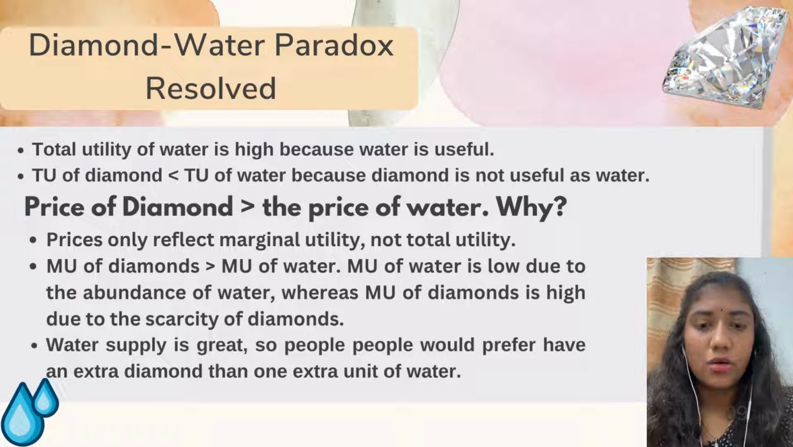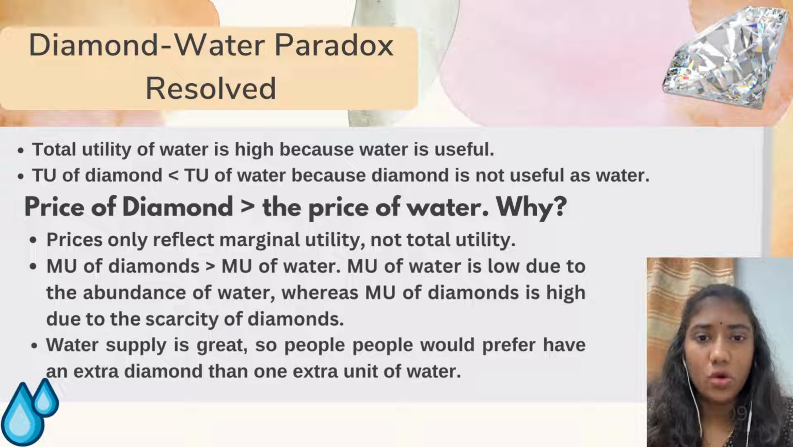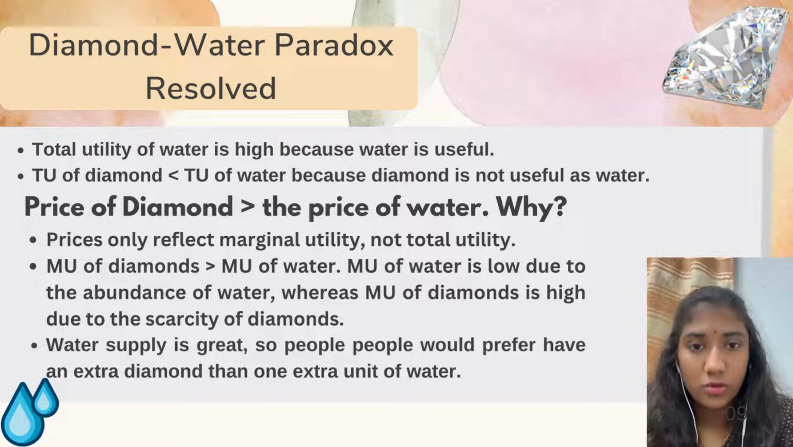The final degree of utility, or marginal utility, of a diamond is significantly more than the marginal utility of water, despite the fact that the total utility of water is higher than the total utility of diamonds because water is useful. Total utility of diamonds is less than total utility of water because diamonds are not as useful as water. However, the price of a diamond is more than the price of water. Why? Because prices only reflect marginal utility and not total utility.